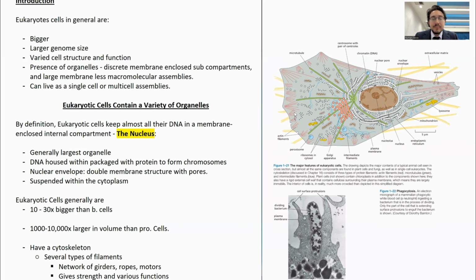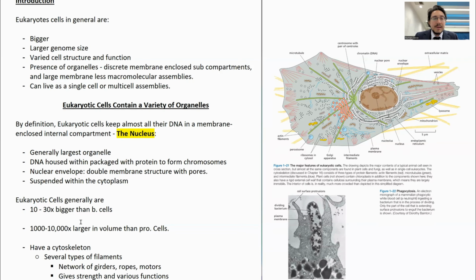And among those, you have areas where you just have little macromolecular assemblies, right? Aggregates of chemicals that are creating their own molecular machinery without necessarily having a membrane, right? So eukaryotic cells can live independently as a single cell, or they can be multicellular, right? As we know. So we're going to get into some characteristics about eukaryotic cells and a little bit about how the eukaryotic cell came about.